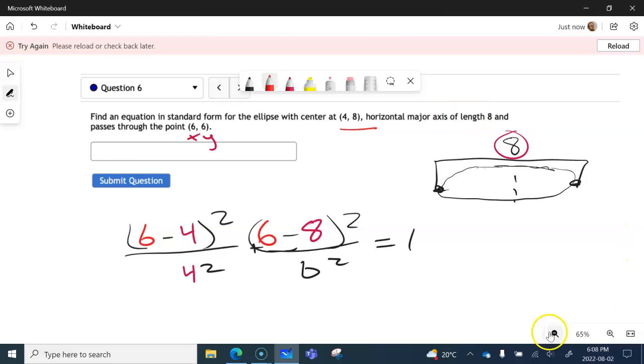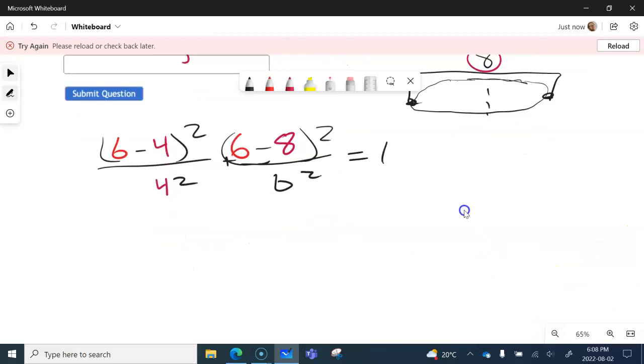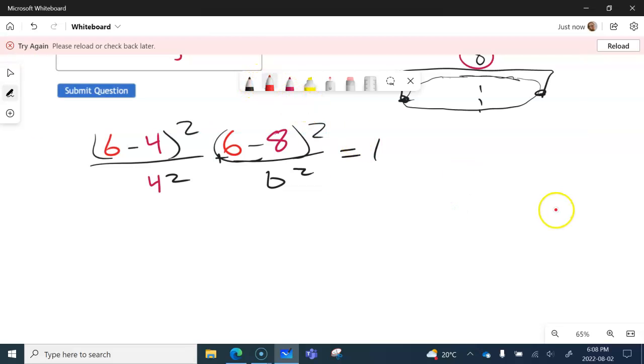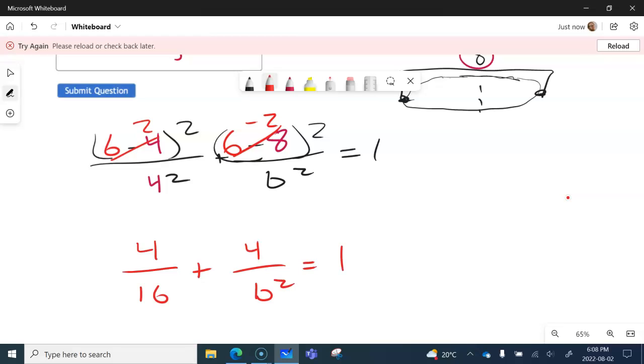All right, make some room here. Okay, so we're just going to start working this out. Nothing too crazy. 6 minus 4 is 2. 2 squared gives us 4 over 16. That's downstairs. 6 minus 8 is negative 2. Negative 2 squared is 4 over b squared, and that still equals 1.